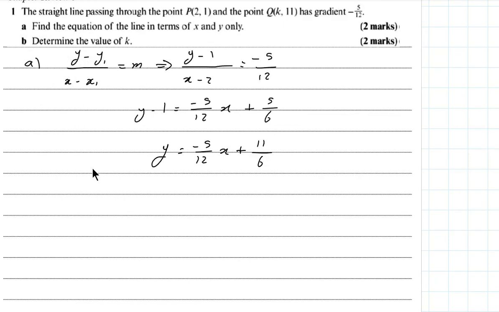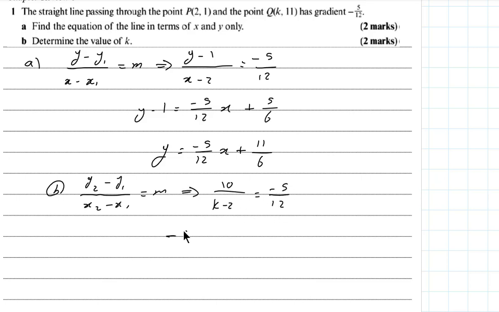B. Determine the value of k. We have two methods to get the value of k. We can use our result here and substitute x with k and y with 11, and then we can get the value of k, or we can say (y2 minus y1) over (x2 minus x1) is also m, right? So I prefer this method here. y2, which is 11, minus y1, which is 1, to be 10. 11 minus 1 is 10, divided by k minus 2 is equal to -5/12.